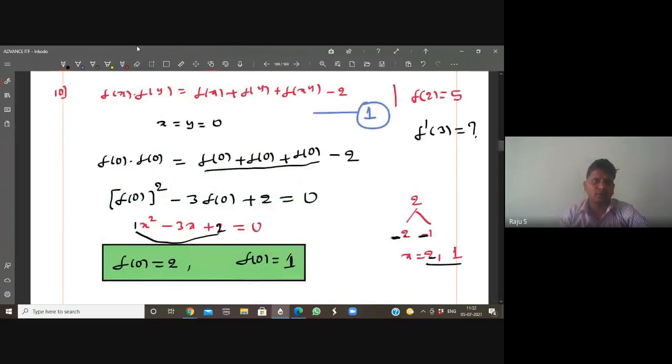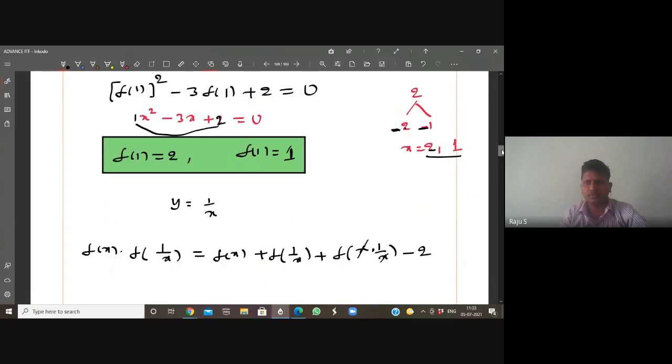See, I want to do one thing. In place of x and y, I want to take 1. Now in that case, I want to replace this with 1. What is f of 1? We have two different values, one is 2, one is 1. I want to take f of 1 is equal to 2.